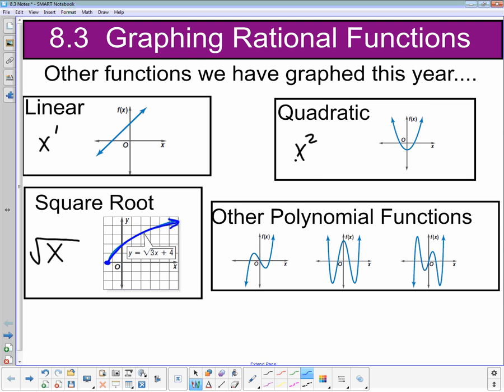Other polynomial functions that we saw, we talked in chapter 6 about counting the degree. This one would be a degree 3. This one would be a degree 4. This one would be a degree 5. So just functions and what they look like, functions that we've seen so far this year. Now today we're going to be talking about rational functions. Let's take a look at a brief example.